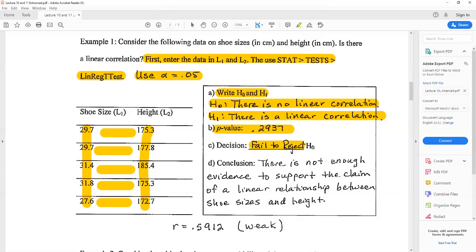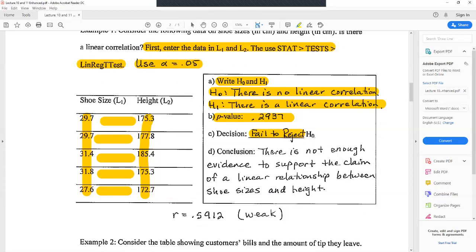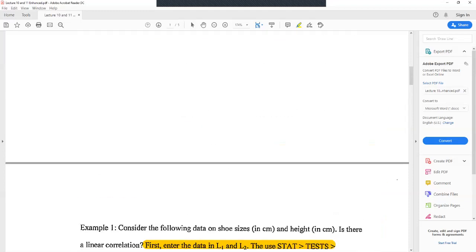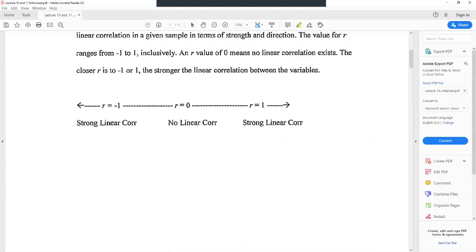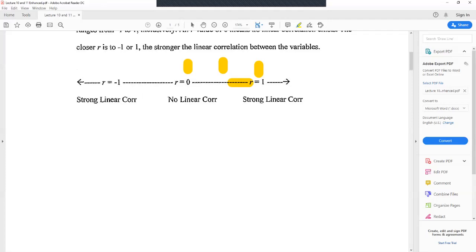Okay, notice that the calculator assigned an R value of 0.5912. Well, it's positive, but if this is 1 and this is 0, 0.5912 is going to be slightly above half. So it's not close enough to 1 in order to see a linear relationship, or at least one that is significant.